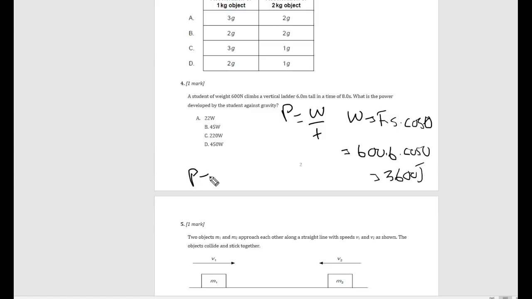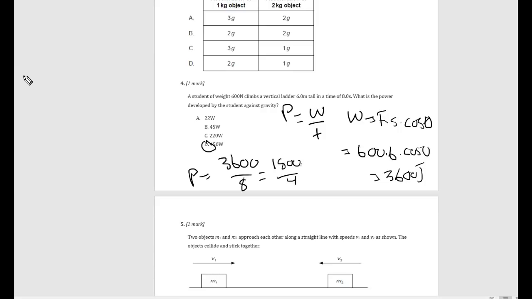So P equals 3,600 over 8 seconds. And remember, you can't use a calculator on the multiple choice, but you can reduce this out to 18 over 4. That would be 900 over 2. That would be 450. So the answer would be D. Okay, I'll pause there.